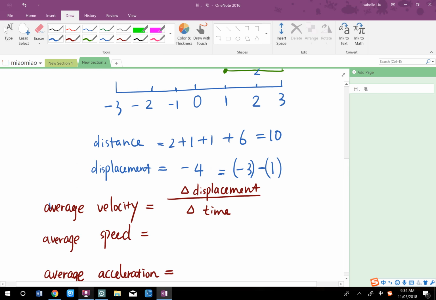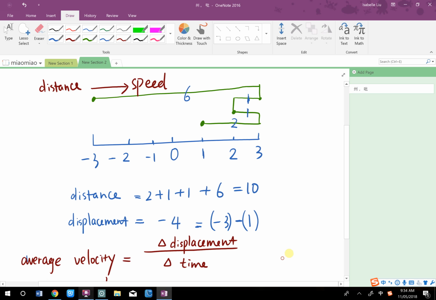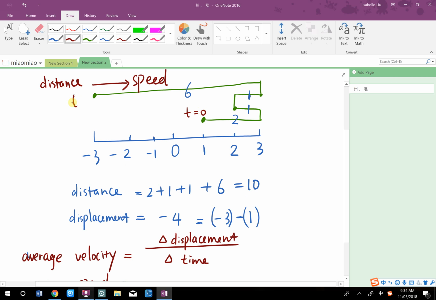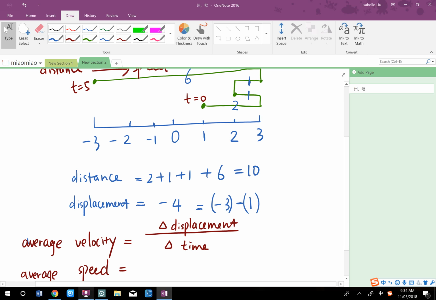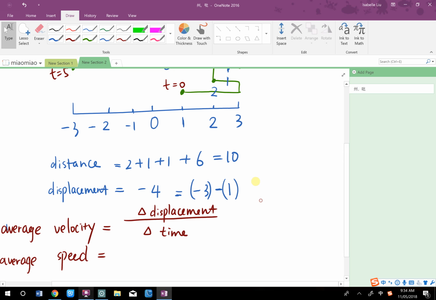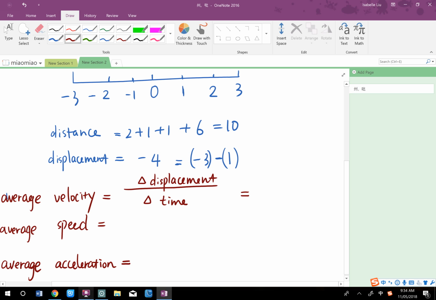What does that mean? Let's say this is when t equals 0 and this is when t equals 5. I start at t equals 0 and I finish at t equals 5. So during those 5 seconds, my displacement is -4. My displacement is -4, final minus the starting. So my average velocity for the previous example will be -4/5.